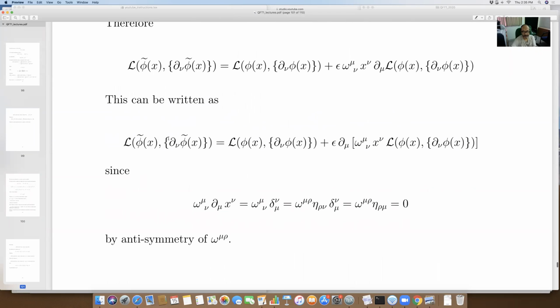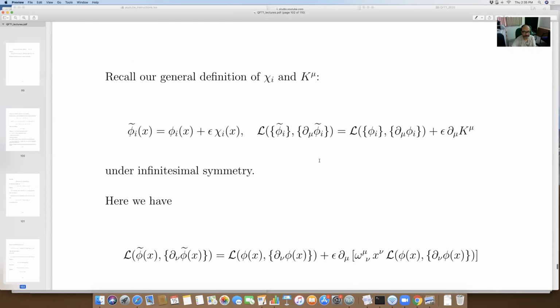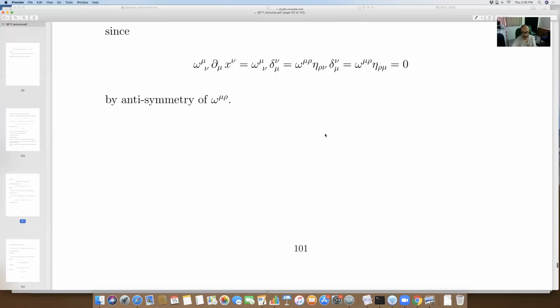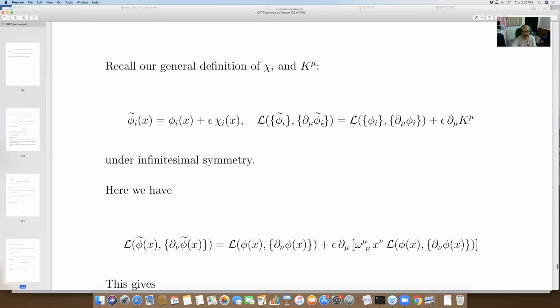Okay. So you have found this. We found this, and this is what we have written here, the same equation that was here. What is there in this line is our general definition of chi I and k. How do we define chi I? We said that under the infinitesimal transformation, phi tilde I and phi I differ by epsilon times chi I. That was the definition of chi I. And similarly, L of phi tilde I, del mu phi tilde I and L of phi I, del mu phi I should differ by a total divergence. This follows from the fact that it's a symmetry of the action. And whatever it's a total divergence of, we call this k.